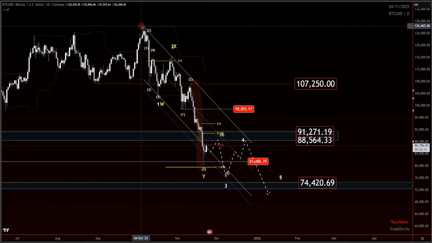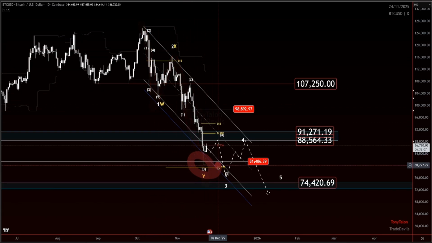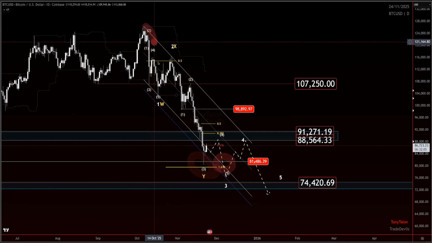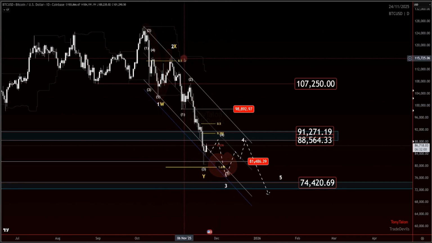Looking at the larger scale here, we have a 1, 2, and I think we're still in the 3 of the 3. Finishing here, this was off the major 1, 2 here, the larger degree. We have the 618 right here, which is a most likely target for a wave 3. So typically we're looking for that. It doesn't have to reach that. We're pretty much in the paint here. We're right next to it, so that could be it.